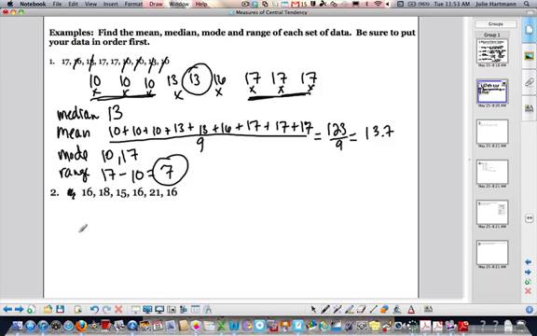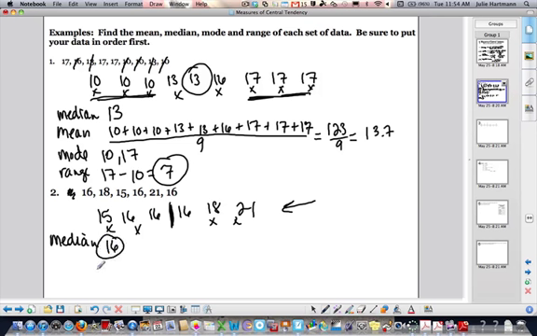For the second one, I'm going to go ahead and do this one as well. Because it's an even number, so 15, 16, 16, 16, 18, and 21. By even, I mean there are 6 things. So the median here is between those two. Both happen to be 16, so 16 is your median. 16 is also your mode, the one that occurs most often. Your range, 21 minus 15, is 6.